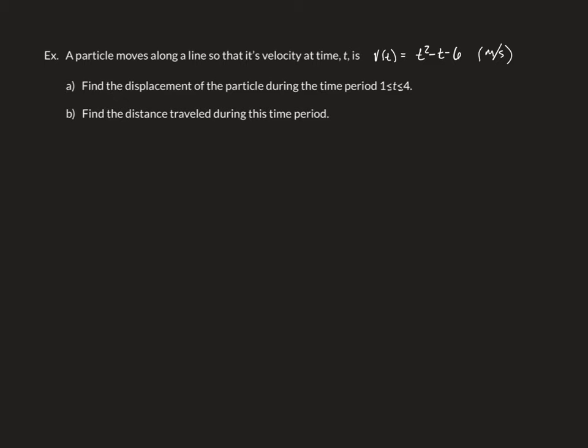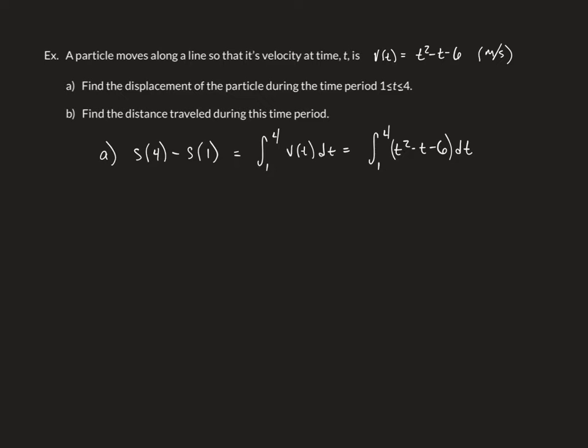And if we just want to find the displacement, then that's just our regular integral. That's net change. So what we're trying to find there is what is the difference between the position of the particle at 4 and the position of the particle at 1. And we know how to calculate that. We can take the integral of the velocity function with respect to time, and we know that that velocity function is t squared minus t minus 6. So we just have to calculate this.